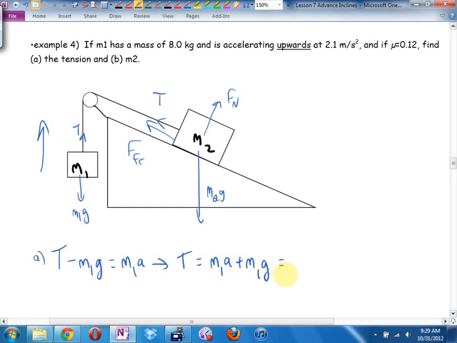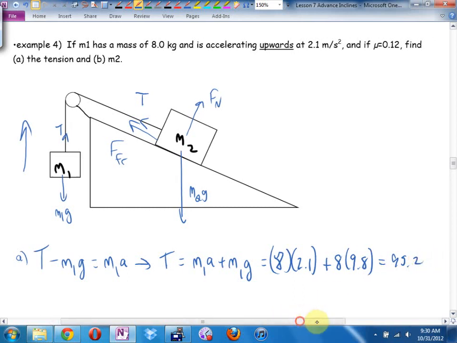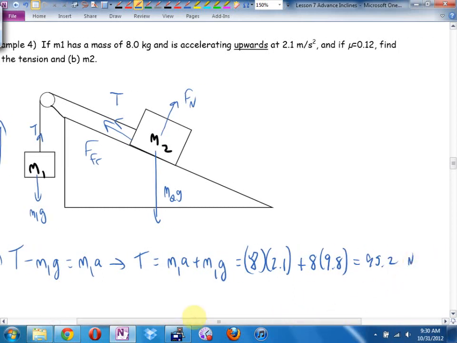What was M1? 8 times 2.1. 8 times 9.8. 10.9 times 8 is going to be 80 plus 7. Is it 87.2? Oh, I'm way off. What? 95.2. Wow. Bad math, Mr. Dewick. Okay.